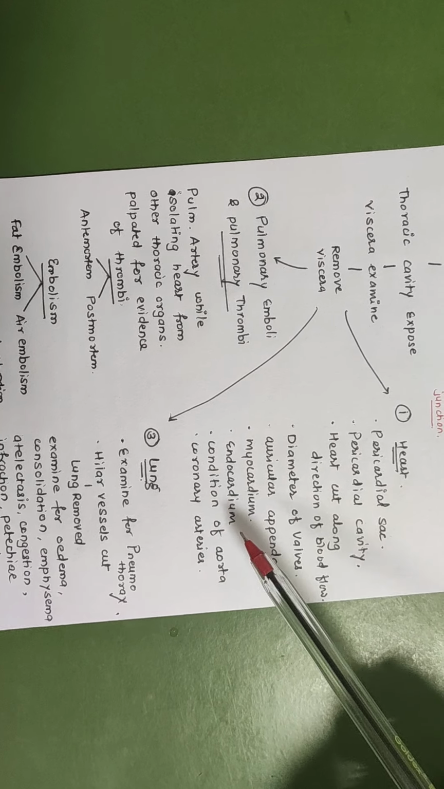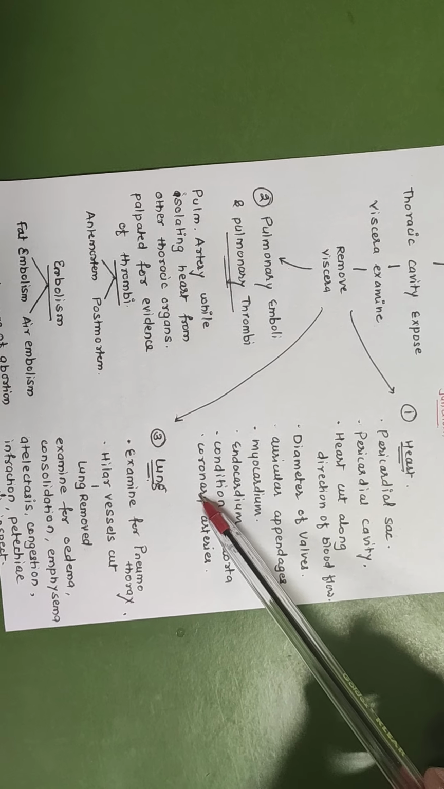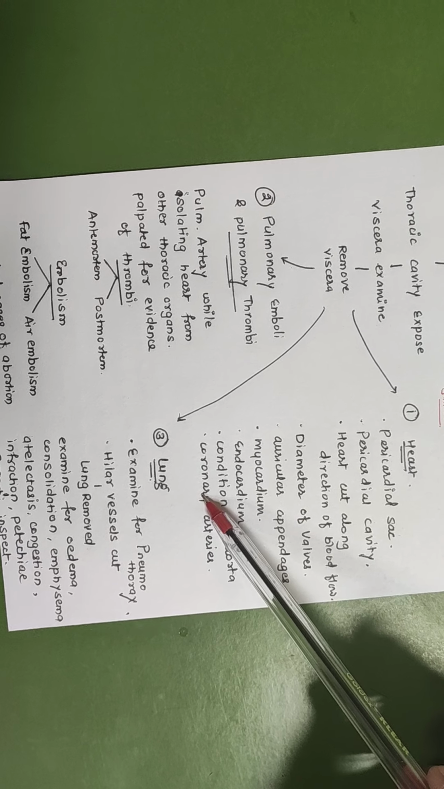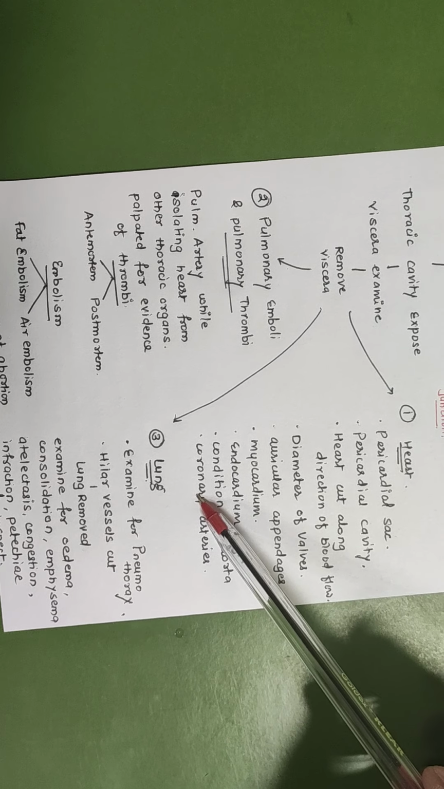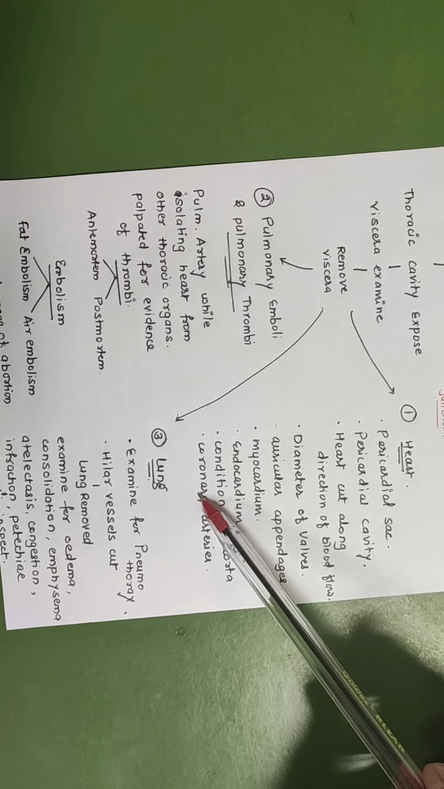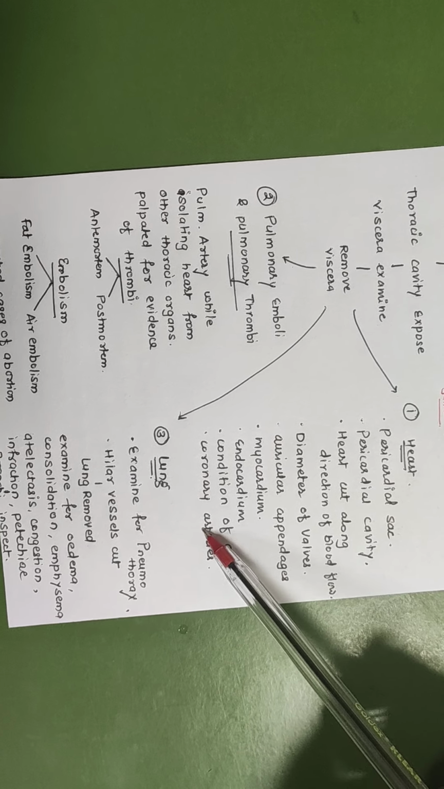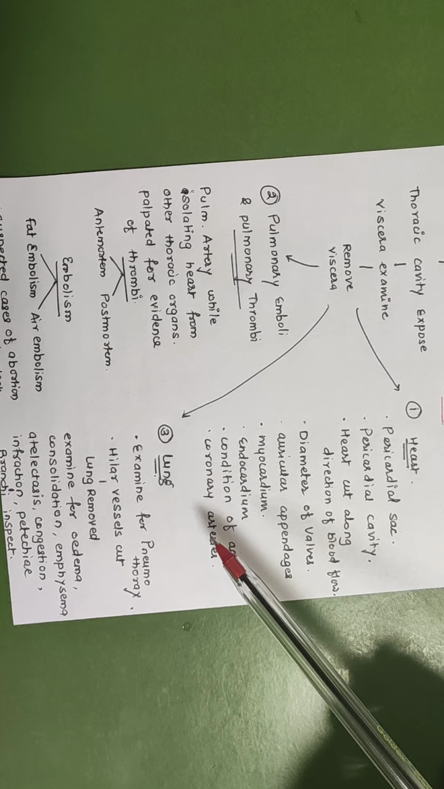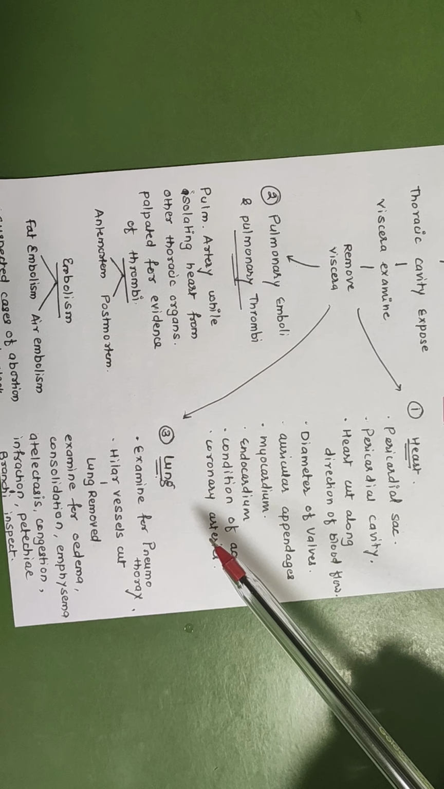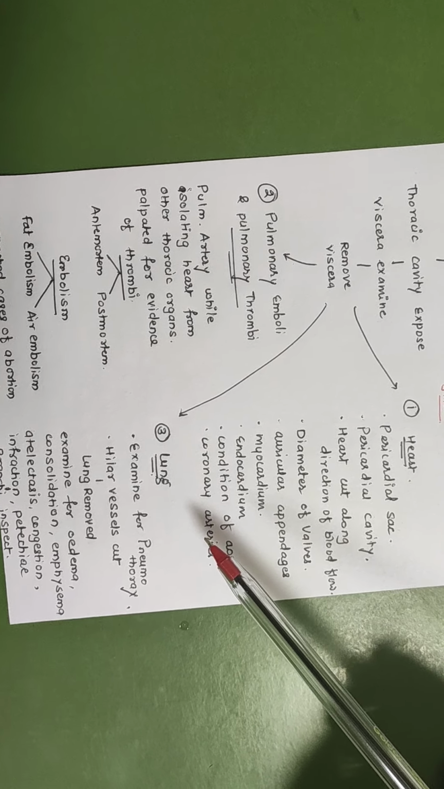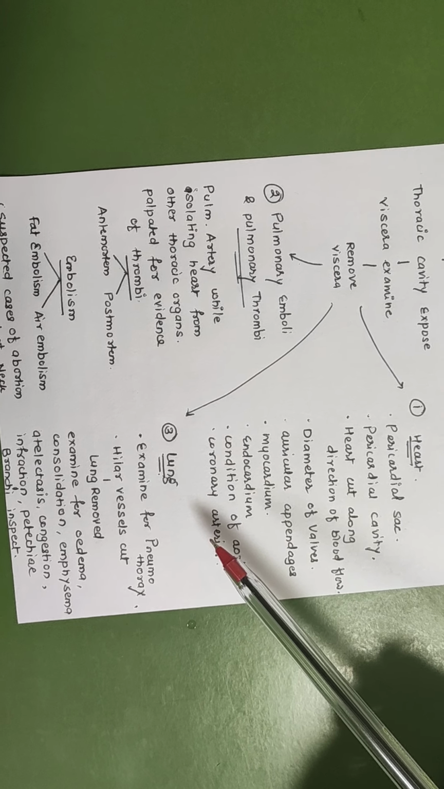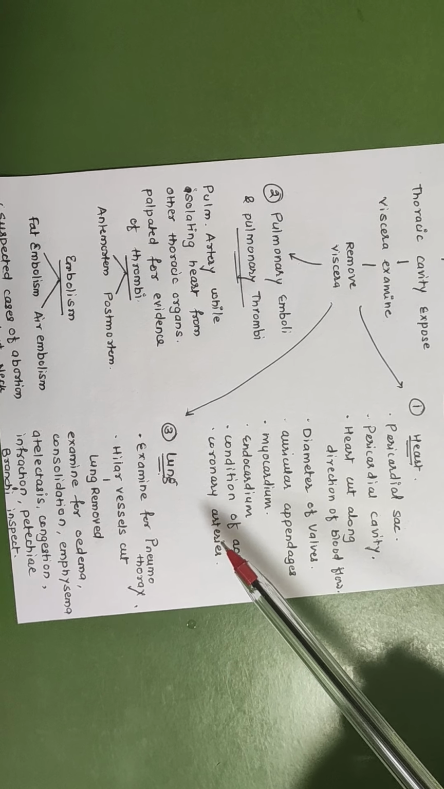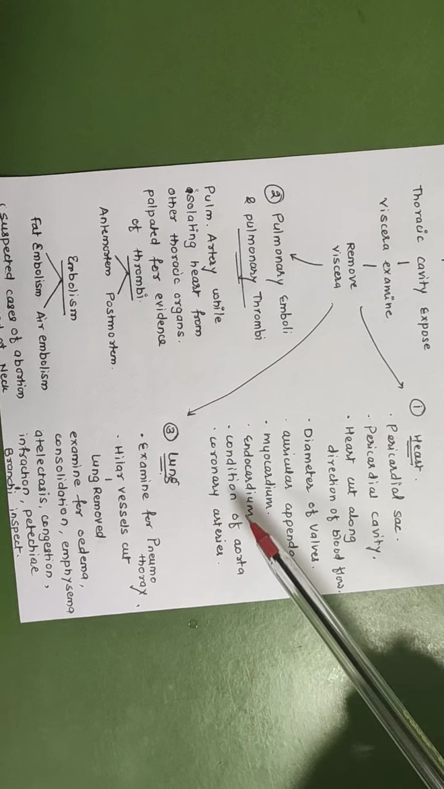Then the coronary arteries, particularly the left coronary artery. The coronary arteries, particularly the left coronary artery, are examined for narrowing or antemortem thrombus, about 1 centimeter away from the origin.